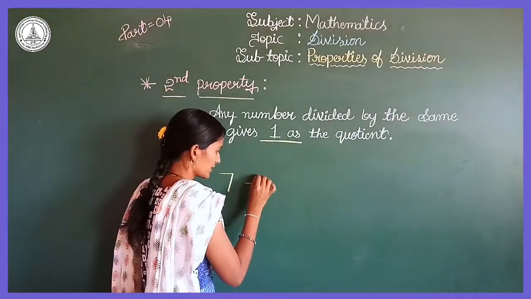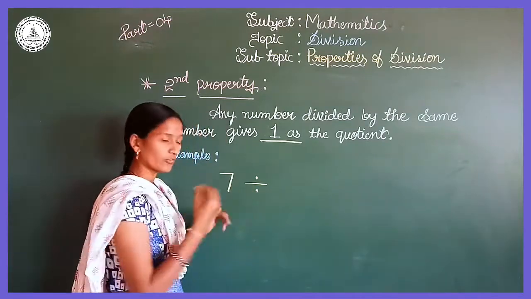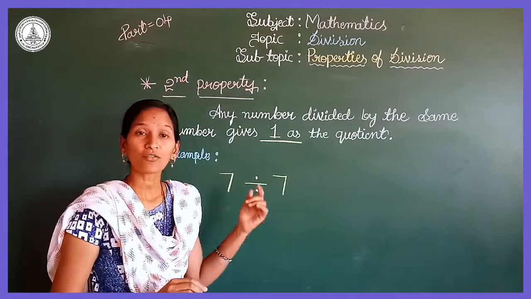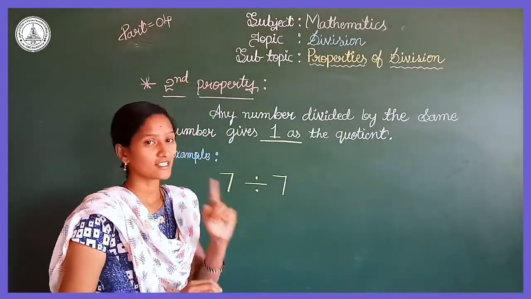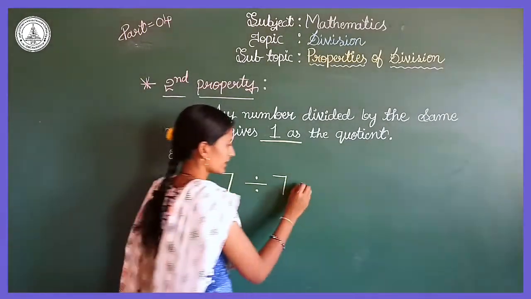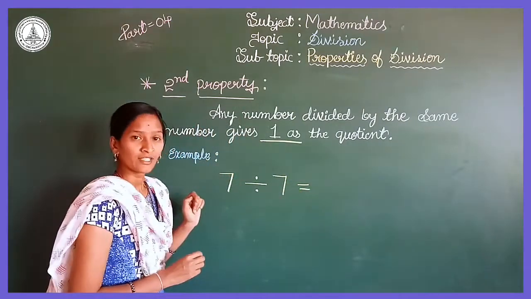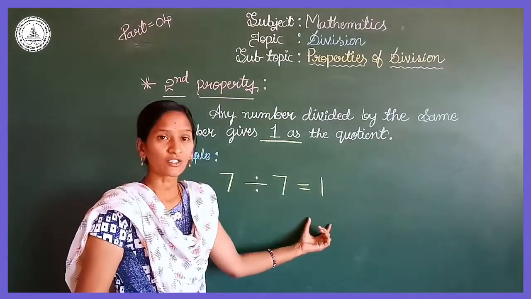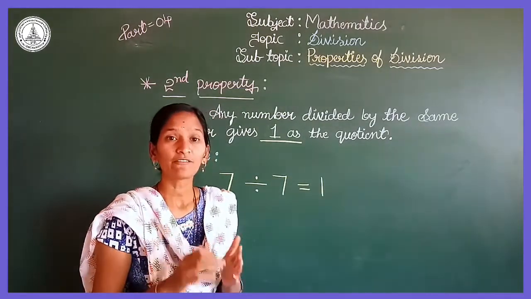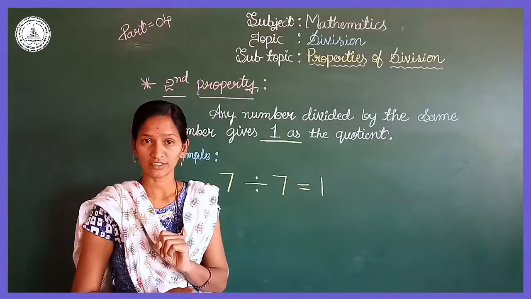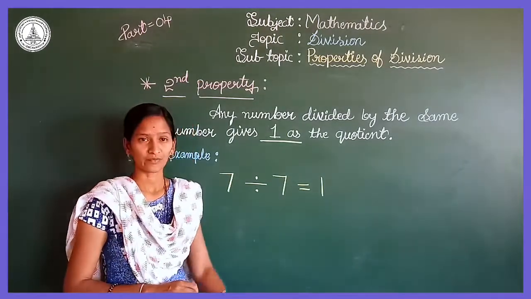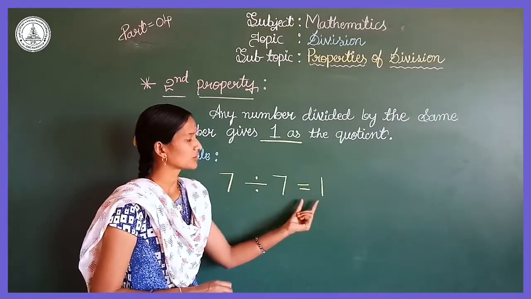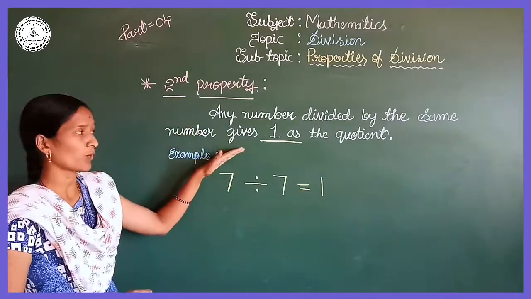The next, division symbol. After that, again I am writing 7. So this 7 is the number of children. How many are there? 7, right? After that, write down the equal to sign. The next, I am writing 1 here. So this 1 indicates after distribution, every child got 1 ball, right? So that is 1. Okay. So 7 divided by 7 is equal to 1. So this is the second property.